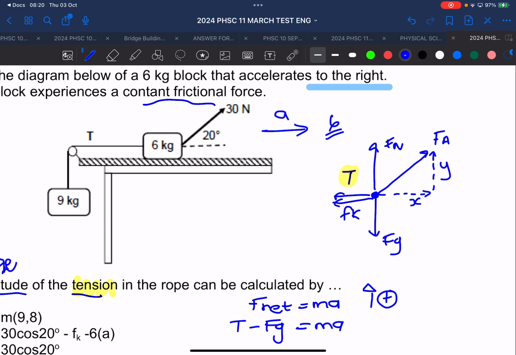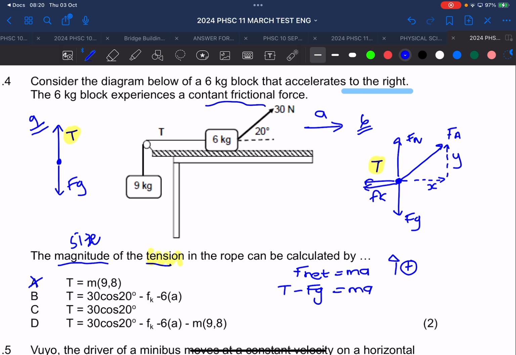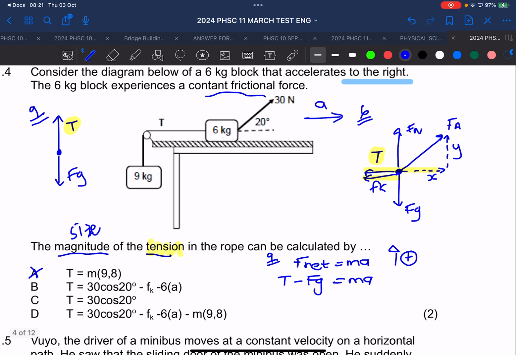Highlight where you are. Okay, so where is T? T is in the horizontal plane, so I'm going to look at the horizontal forces. But where did I say you must make notes? You can highlight there, but also make notes there. So this here was for the 9 kilogram. I'm not looking at that anymore. Now I'm looking at the 6 kilogram block.